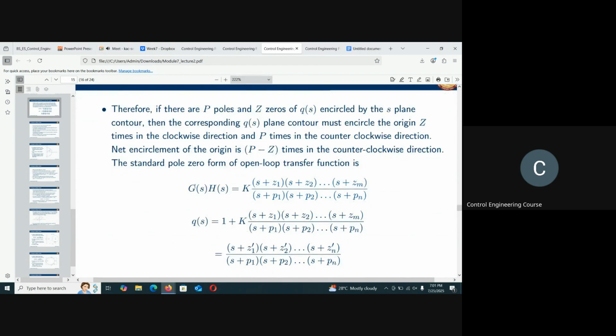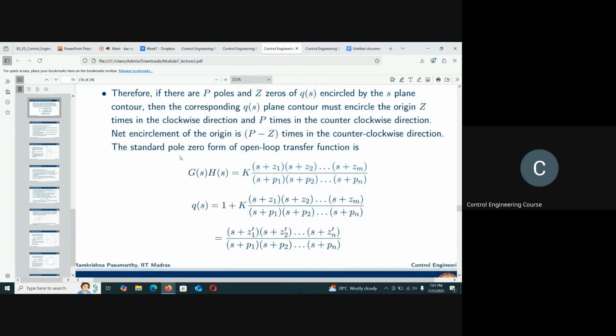Let this be G(s)H(s). This is nothing but the open loop transfer function. It has m zeros and n poles. Got it? Q(s) is 1 plus GH, correct? The zeros of Q(s) are the poles of the closed loop. Do you agree?